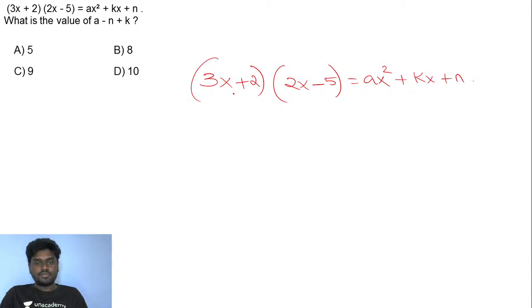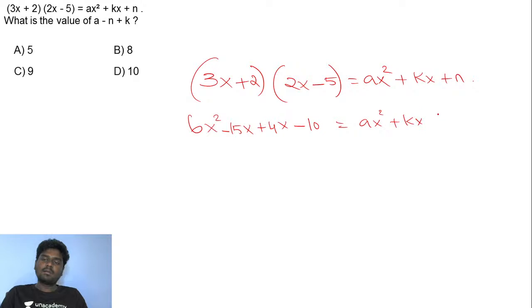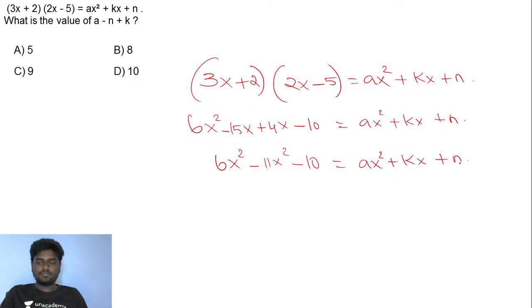Right. First, let me try to solve this. What you'll be getting here: multiply this inside the bracket. 6x² - 15x + 4x - 10 is equal to ax² + kx + n. And it's going to be 6x² - 11x - 10 is equal to ax² + kx + n.